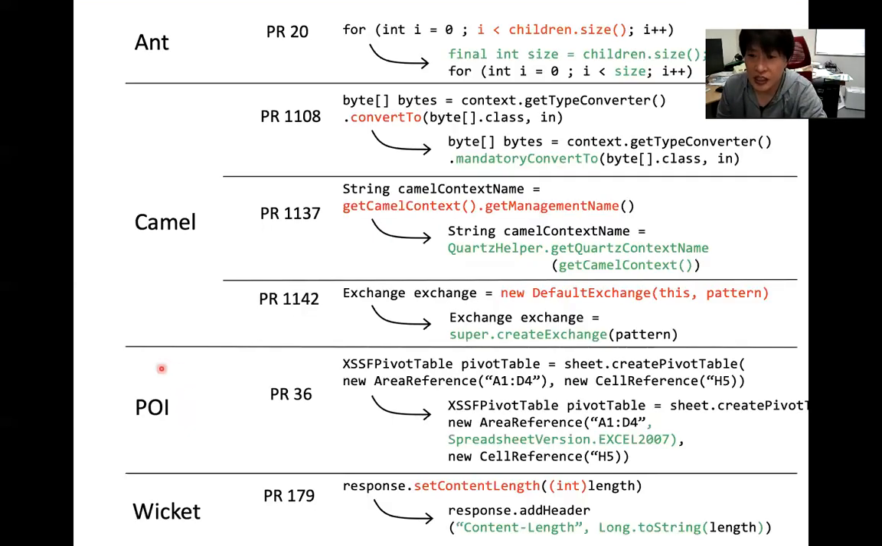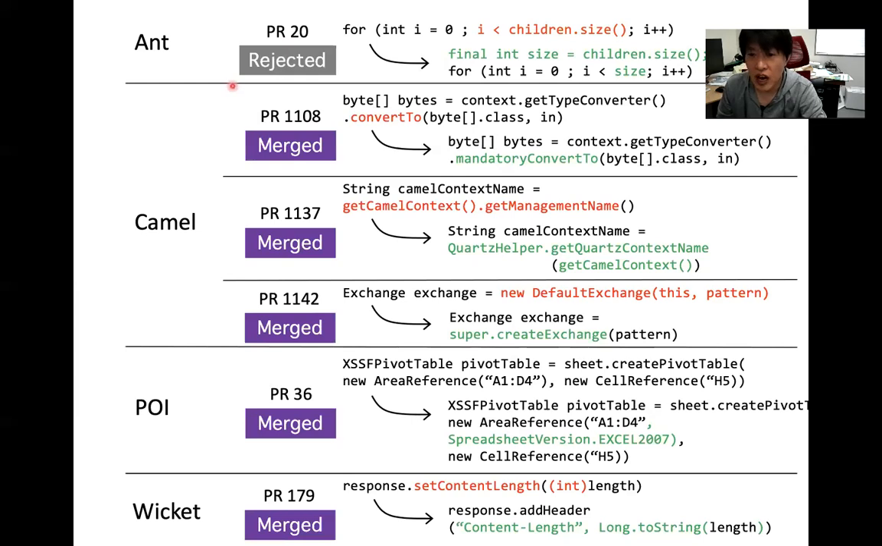This slide summarizes the 6 pull requests that we made. For example, for Ant, our approach suggested moving a method invocation outside the loop. And for Camel, our approach suggested invoking a different method. And those numbers mean the IDs of the pull requests that we made. If you are interested, you can see the details of the pull requests in the GitHub repository of the target project.